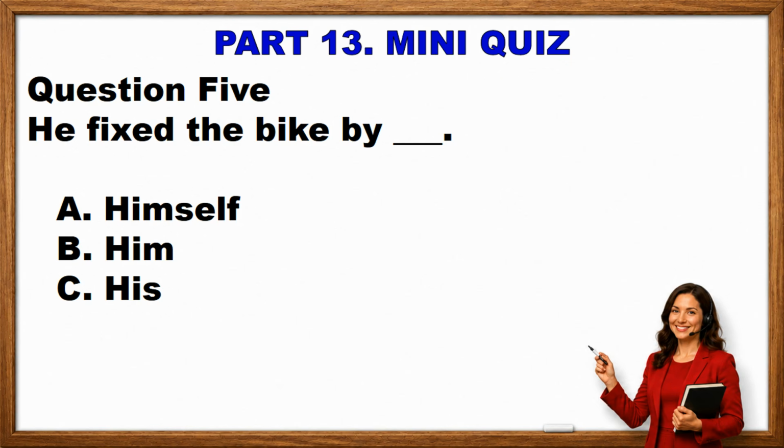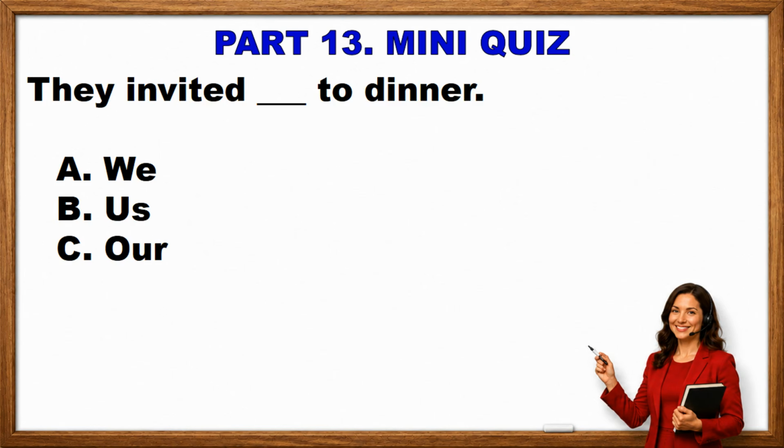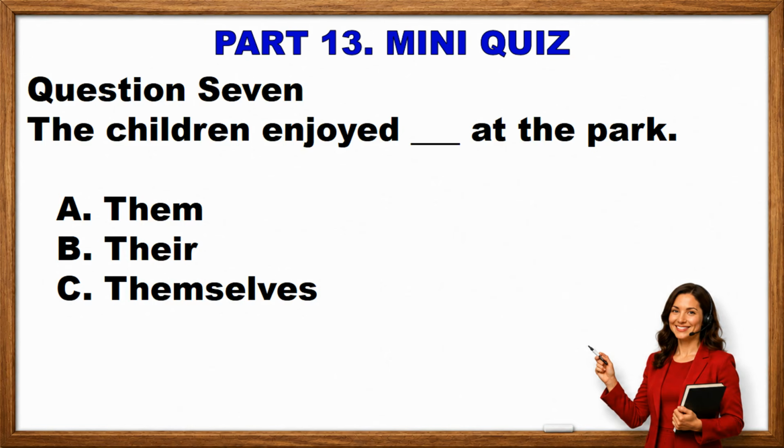Question 5. "He fixed the bike by." A. Himself. B. Him. C. His. Answer. Himself. Question 6. "They invited to dinner." A. We. B. Us. C. Our. Answer. Us. Question 7. "The children enjoyed at the park." A. Them. B. Their. C. Themselves.